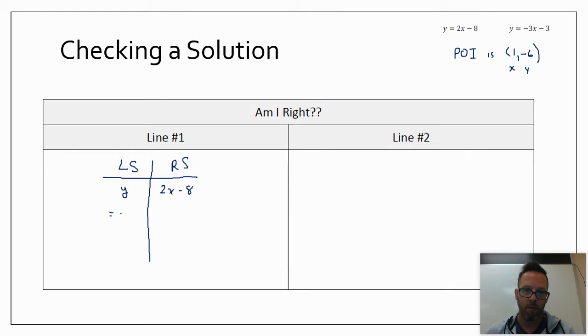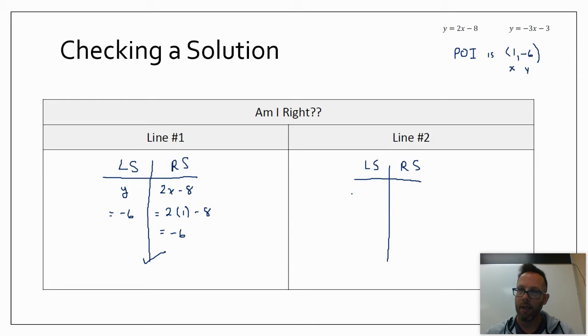So plug in y, negative 6. Plug in x, that's 1. So 2 times 1, I subtract 8. Hey, that's negative 6. The left side and the right side are the same. So I know that 1, negative 6 is for sure on line 1. So that's good. Let's see if it works in line 2. Because if it works in both, it has to be the point of intersection. It's the point that's in common between both lines.